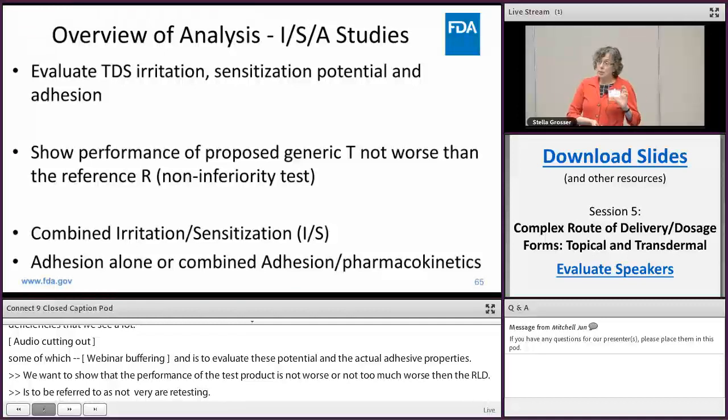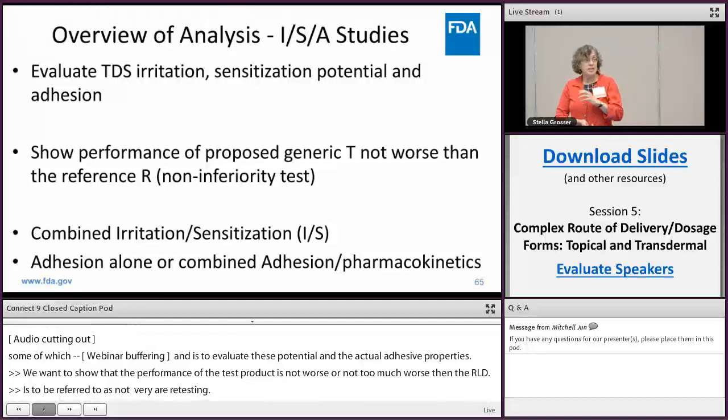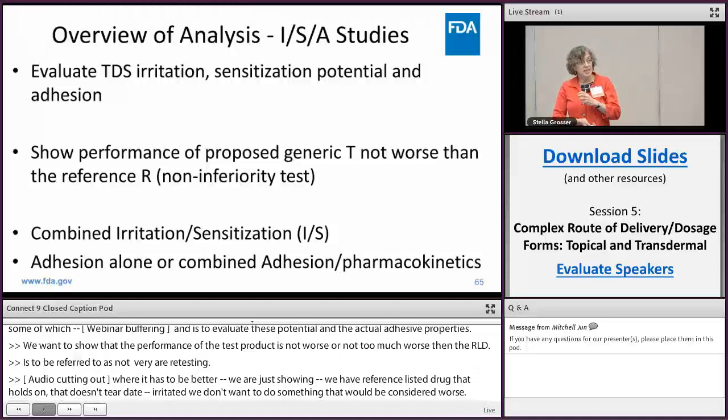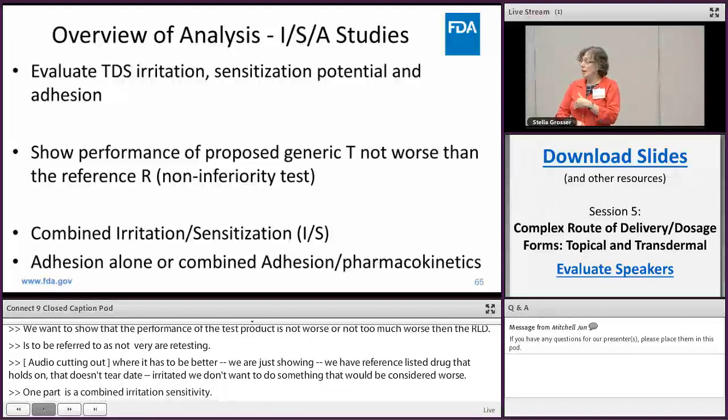One part is a combined irritation sensitization study, and then another part is either an adhesion study alone or part of a combined PK study measuring bioavailability in the blood of the products and evaluating adhesion at the same time, at the same sampling points.